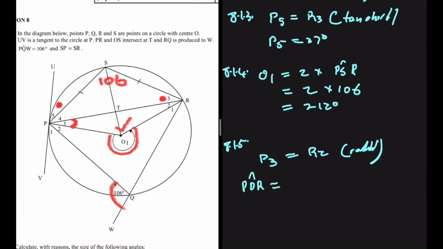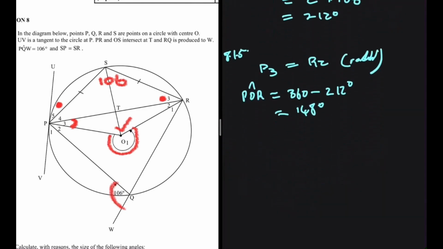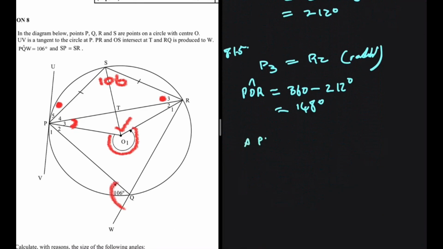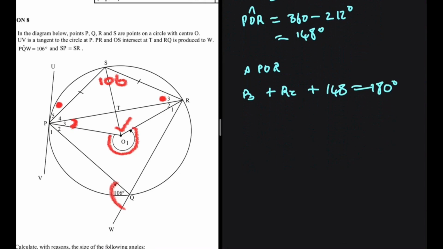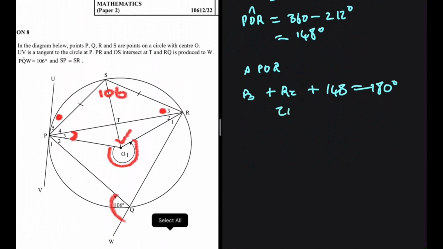So we can say that POR is equal to 360 minus 212 degrees, because the angle around a point is 360. That is 148 degrees. So now in triangle POR, we can say that P3 plus R2 plus 148 is equal to 180 degrees. But P3 is equal to R2. So we can say that 2P3 is equal to 180 minus 148. We divide both sides by 2, and P3 should be equal to 32 divided by 2, which is 16 degrees.